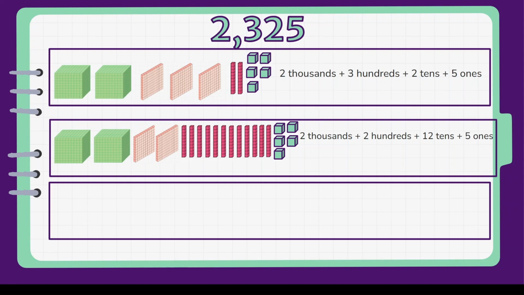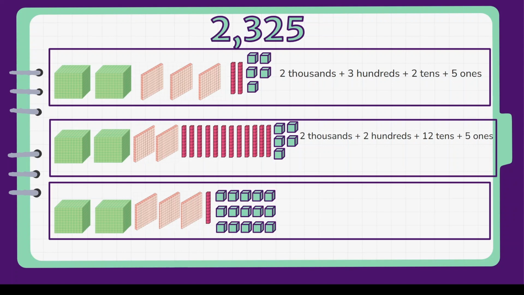Let's see a third way. Again, I have two cubes, 2,000. I have my three flats, I keep them as is, but this time I'm decomposing one ten into 10 units, which leaves me with 15 units. So I have now 2,000 plus 300 plus 10 plus 15 ones. So as you can see, we can decompose a number in different ways.